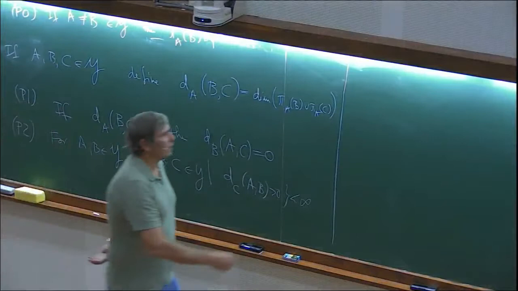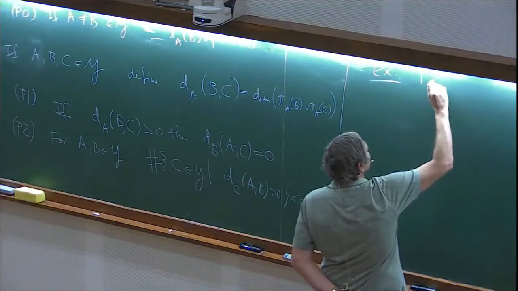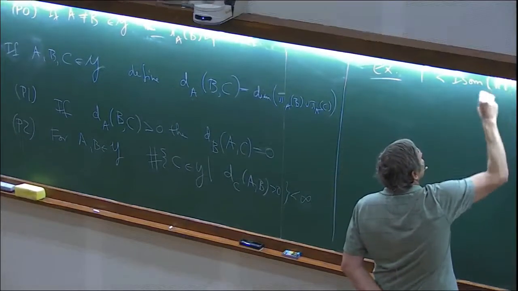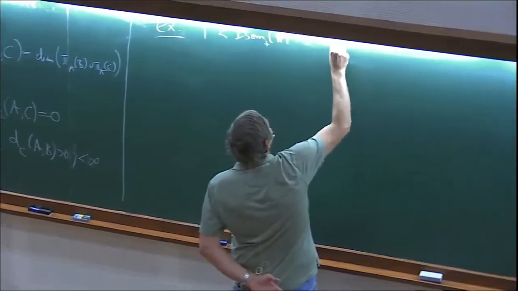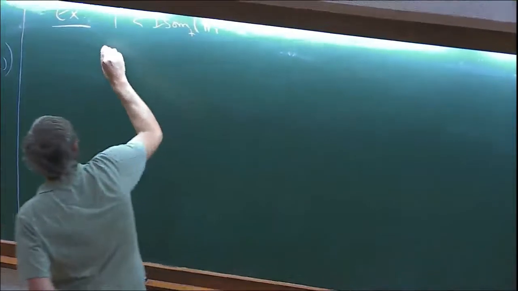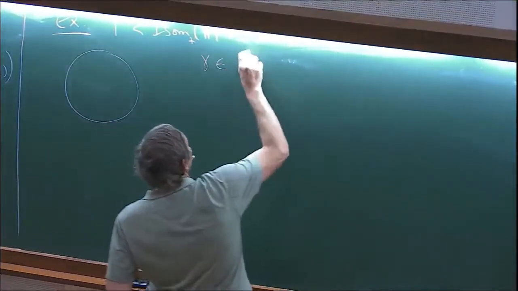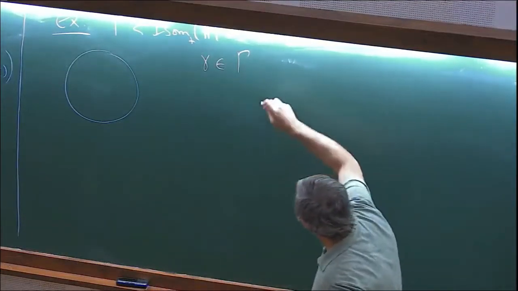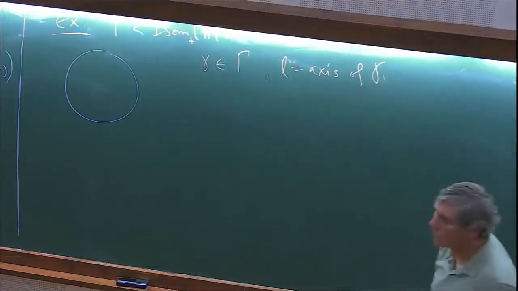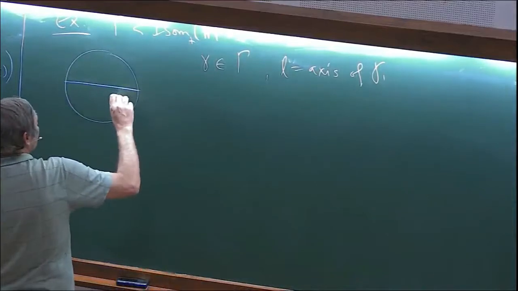And so here's the second example where this sort of thing happens. I can take a discrete group of isometries of some hyperbolic space, let's say of the hyperbolic plane. So this is discrete. And then let's say I have a hyperbolic element, a loxodromic element gamma in the group Gamma, and L is the axis of gamma. So here's the axis, L.